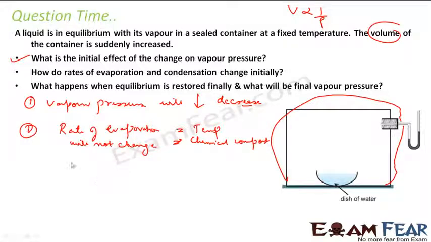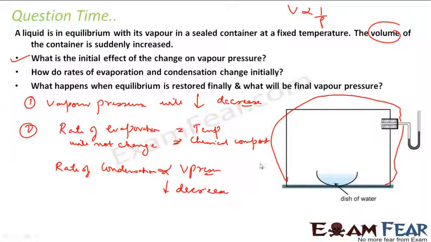Let's talk about the rate of condensation. If you talk about the rate of condensation, it is dependent on what? The vapor pressure. So if the vapor pressure is decreased, the rate of condensation will also decrease.